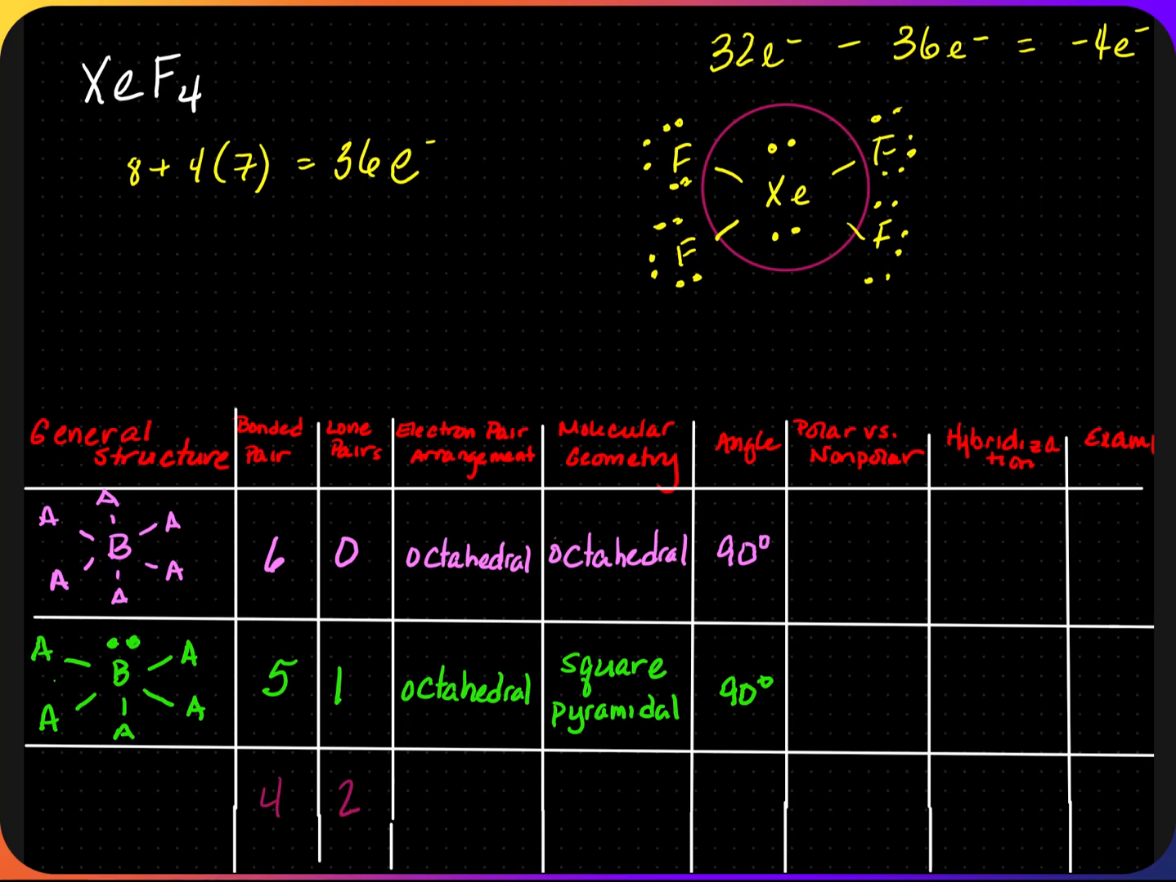My generic structure is the central atom. I have a lone pair on top, a lone pair on bottom, and then I have my bonded pairs spread out. 4 plus 2 is 6, so this is also octahedral. We don't account for lone pairs when we do the electron pair arrangement. My molecular geometry is square planar. My fluorines are all in the same plane and they make a square. My angle is going to be 90, and also I have 180 degrees from the lone pairs, but you only need to know it's 90 degrees.